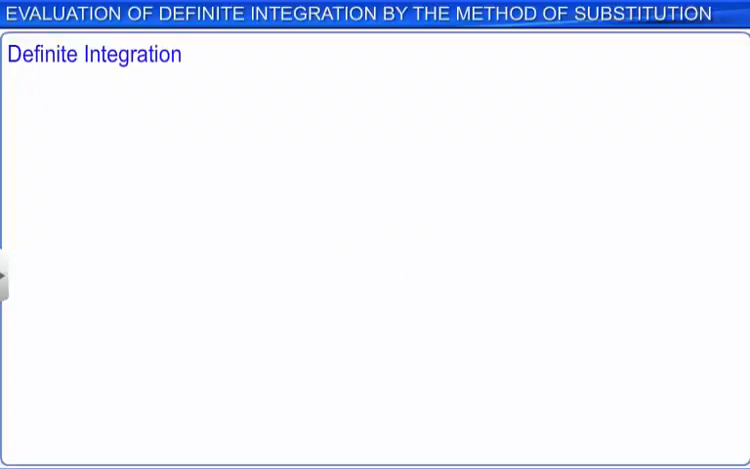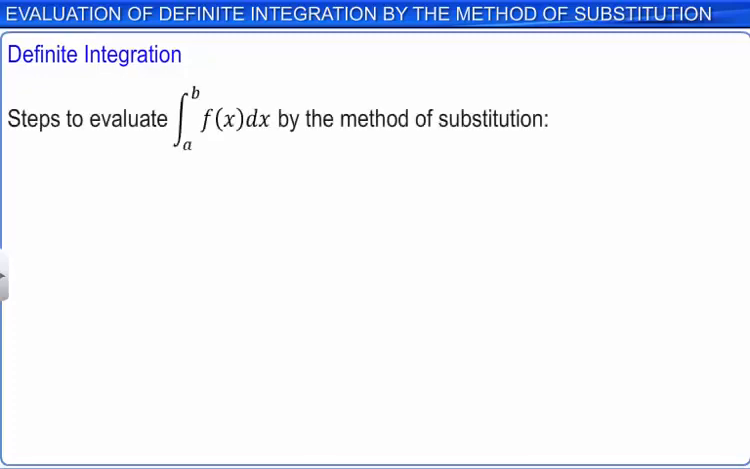So far, you have learned to solve definite integrals by the method of limit of sum and by the second fundamental theorem of integral calculus. Now, let's learn the steps involved in the calculation of the integral of f of x dx from a to b by the method of substitution with the help of an example. Let's evaluate step by step the integral of (2x plus 3) times square root of (3 minus 2x) dx from 0 to 1 by the method of substitution.